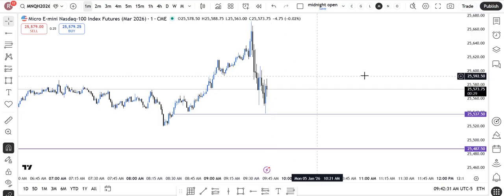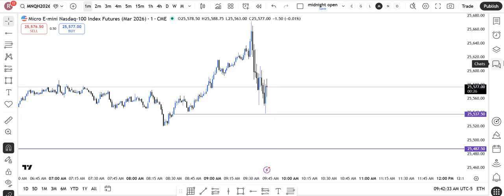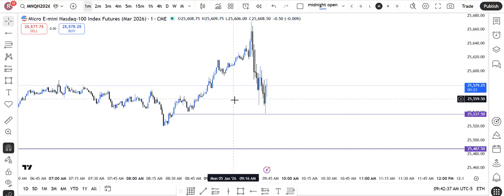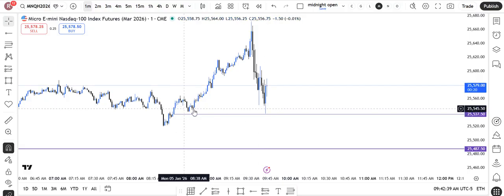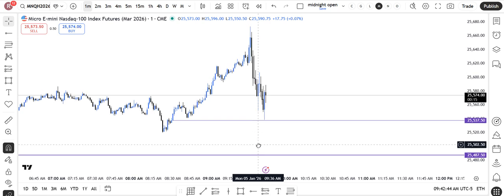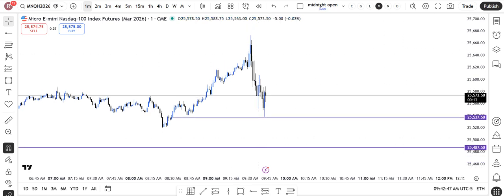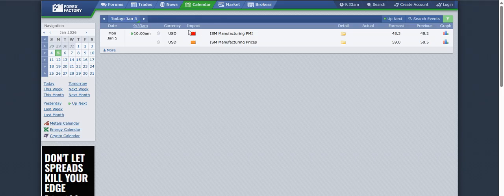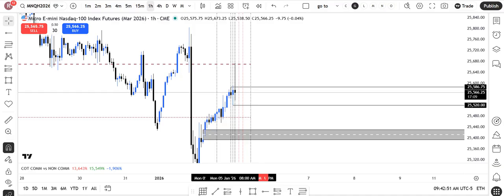What does the market want to do? It wants to hurt as many people as possible. So, am I saying it's going to do it immediately? No, but in my opinion, that's where they're going to take it next, or eventually they're going to take it there. And they could do it from the news.